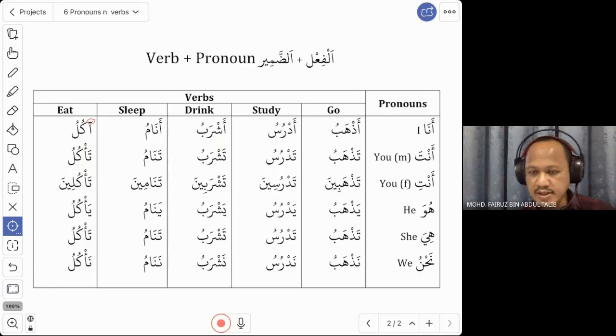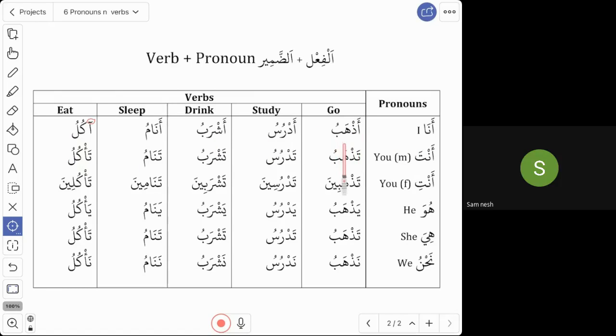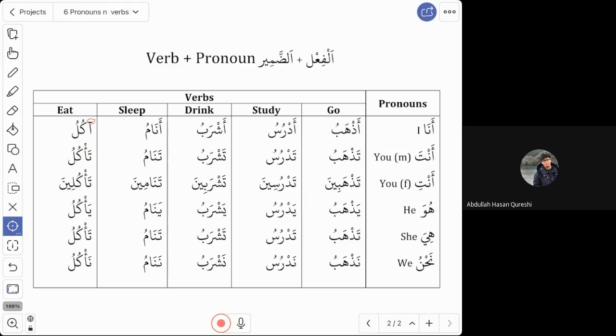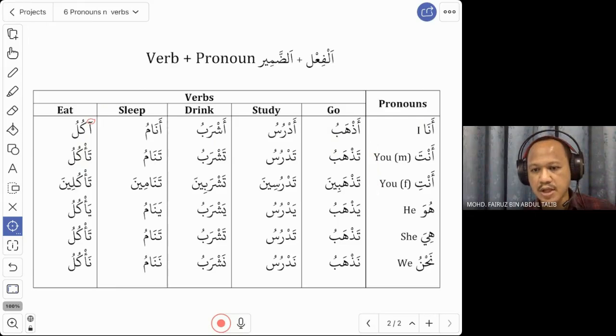What are the similarities that you can see here for all these words? Ana. Okay, that is number one. Yes, these are all for ana. Good. What else? First letter is A. Thank you, Abdullah. Shukran. If you notice, the first letter is always A. Azhab, Adrus, Ashrab, Anam.